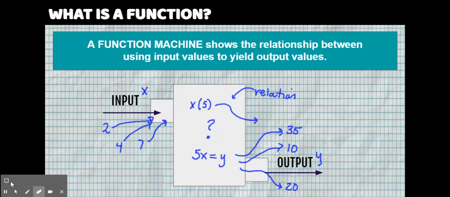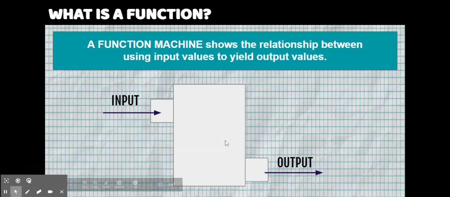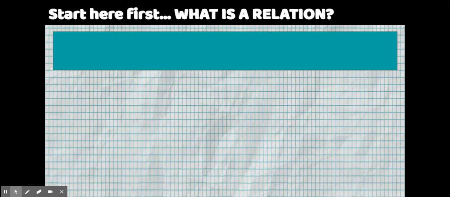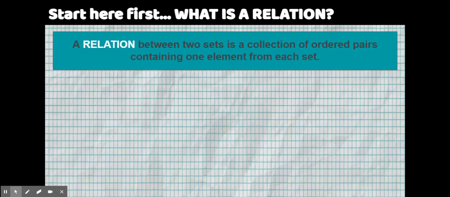So let's clear this out and let's see what our next slide is. So we're going to start here first with our vocabulary. We're going to figure out what is a relation. So we have to start with the definition of relation to make sure that we understand what is actually happening. So what is the definition of a relation? Well, a relation between any two sets is a collection of ordered pairs.